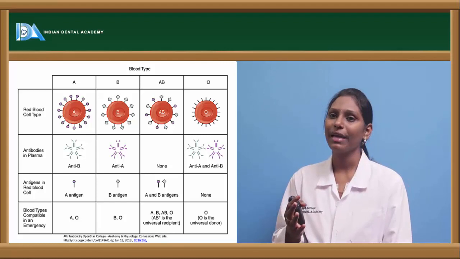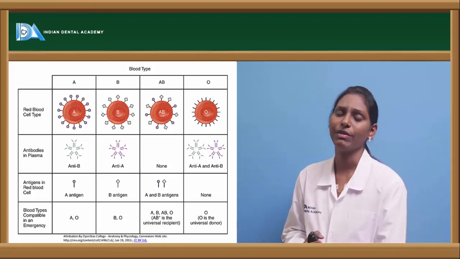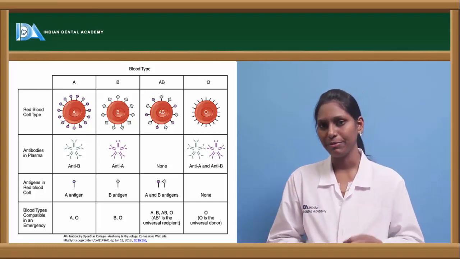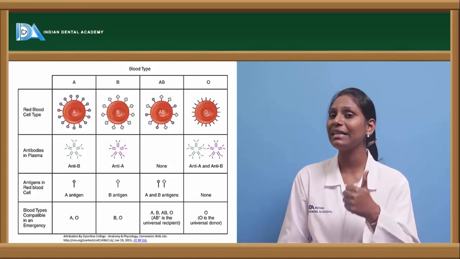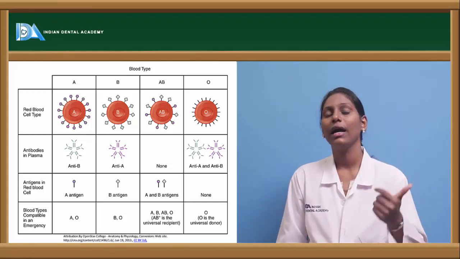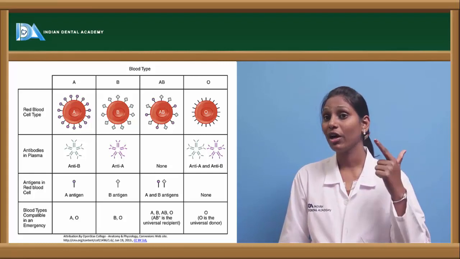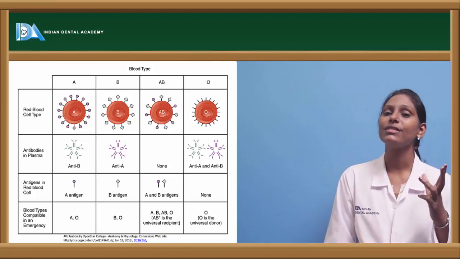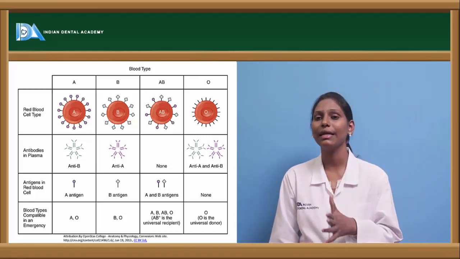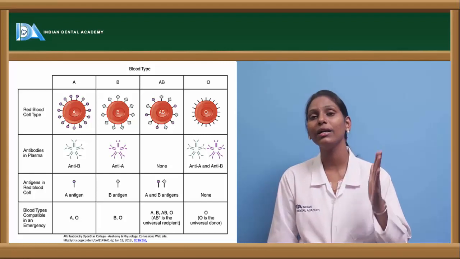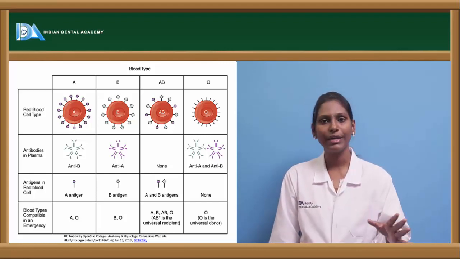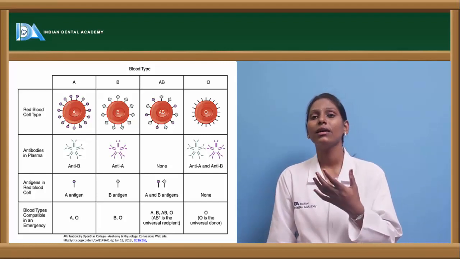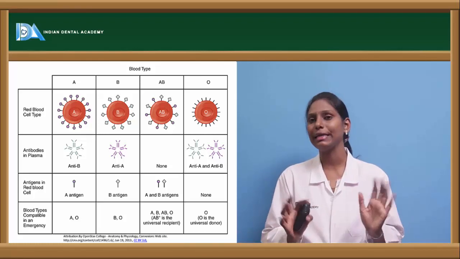Coming to the blood types, how do we categorize the ABO blood group system? We have blood group A, blood group B, blood group O, and blood group AB. Blood group A is where antigen A is present on your RBC. Remember Landsteiner's rule: we will not have antibody A here, we will have anti-B. The blood types compatible to them are the same blood group. For every blood group, the same blood group is compatible, and O blood group is the universal donor. It is acceptable to any type of blood group.